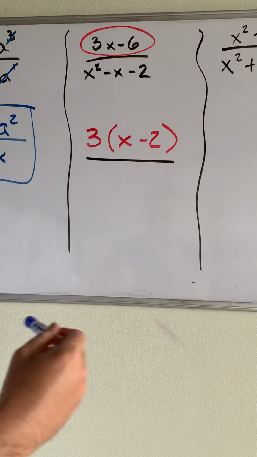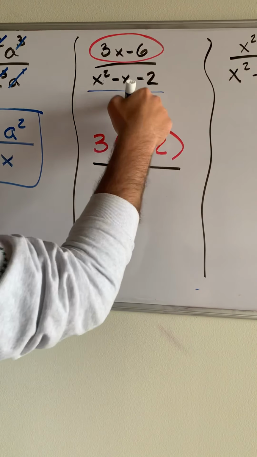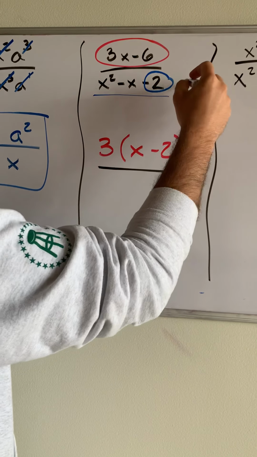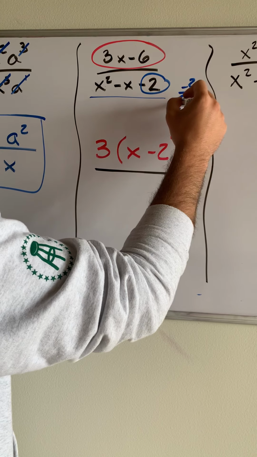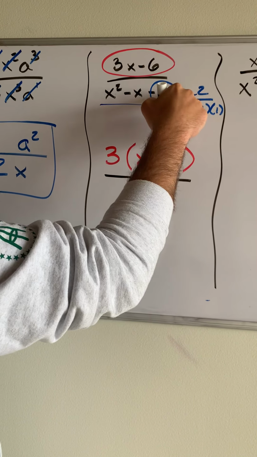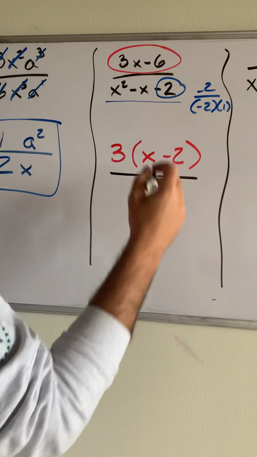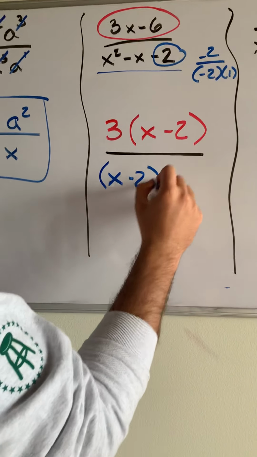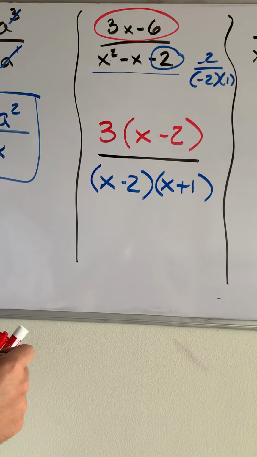The bottom, I'm gonna factor here in blue, and I'm looking for factors of -2 that add to -1. So factors of -2 that add to -1 are going to be -2 and +1. Those multiply to -2, and those add to -1, because there's -1x. So this factors into x minus 2 and x plus 1. So there's the factoring there.